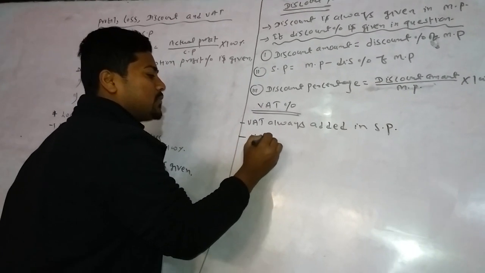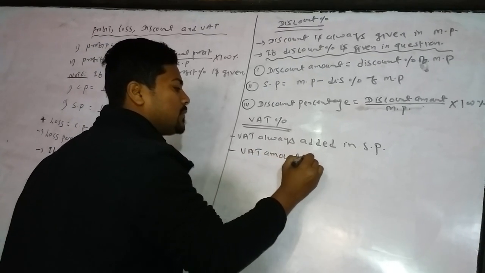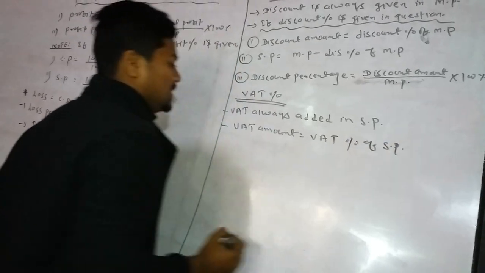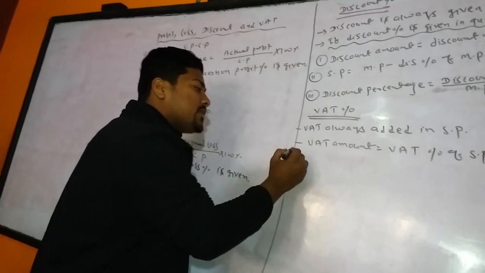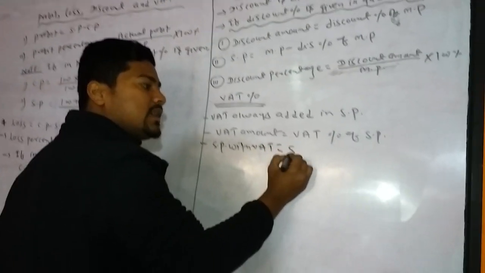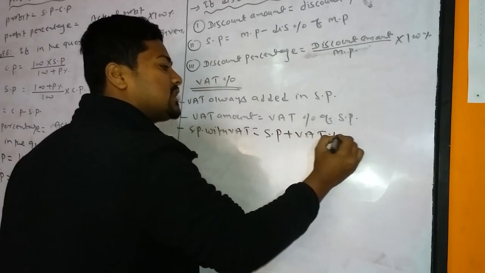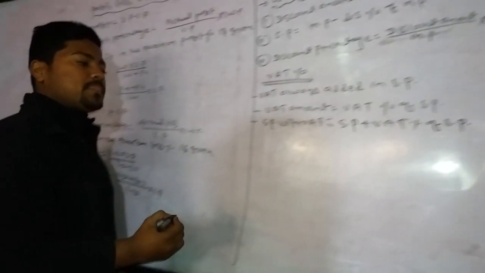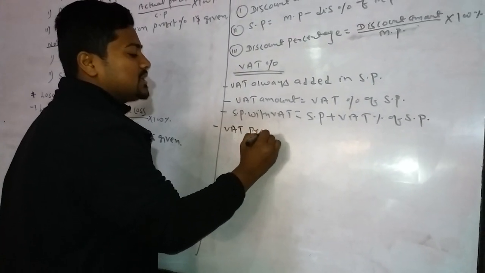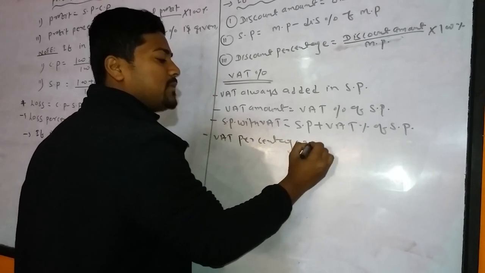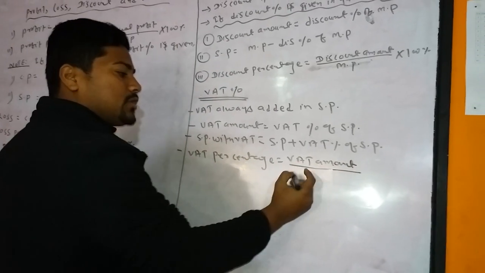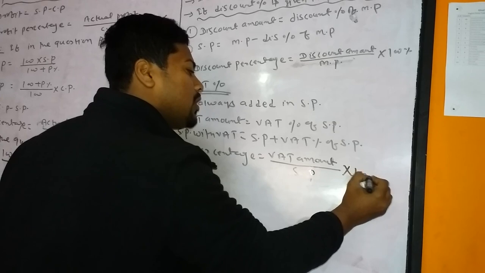So now the VAT amount formula. VAT amount formula is VAT percentage of SP. And now, what is the SP with VAT formula? SP plus VAT percentage of SP. So now the VAT percentage formula: VAT amount upon SP into 100%.